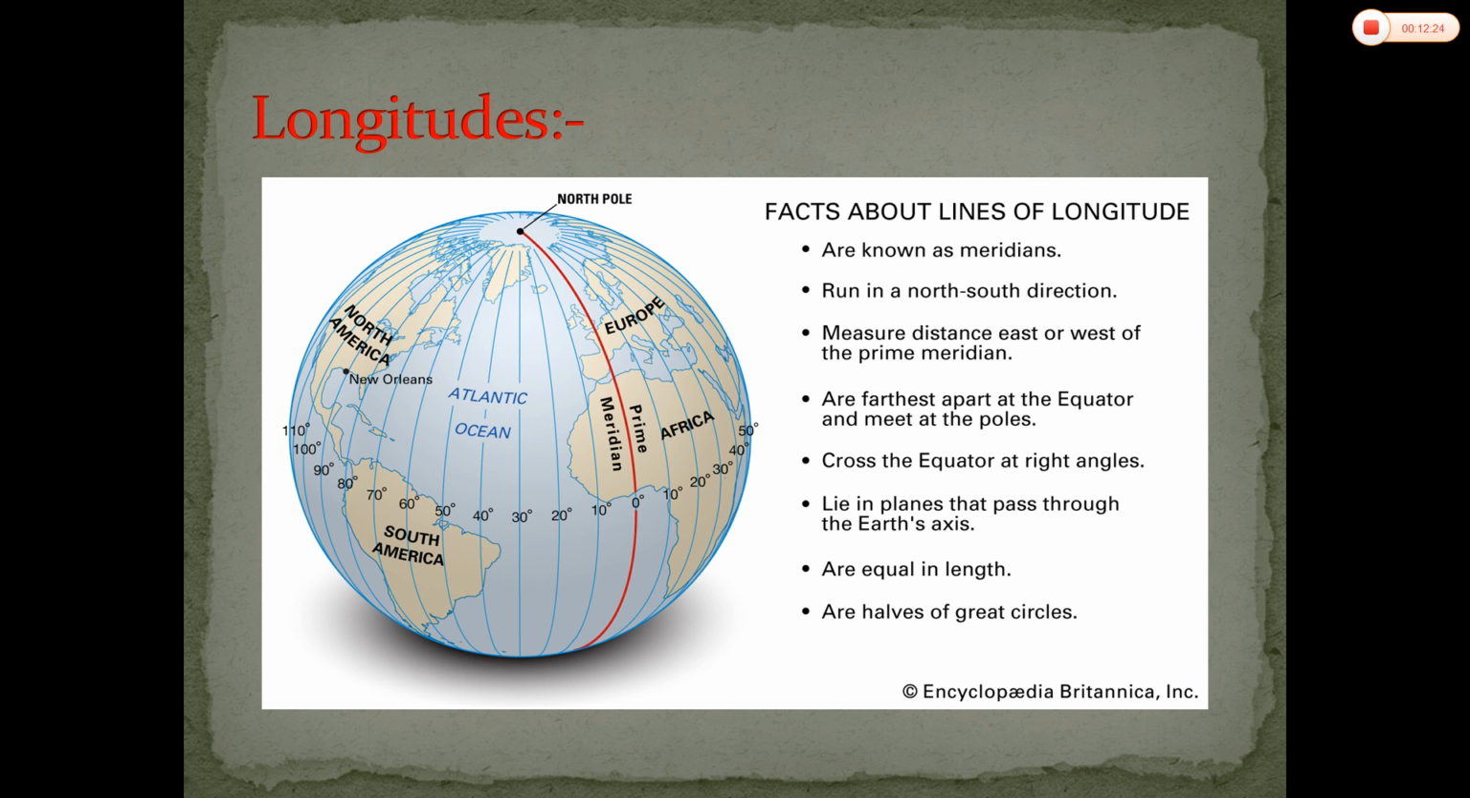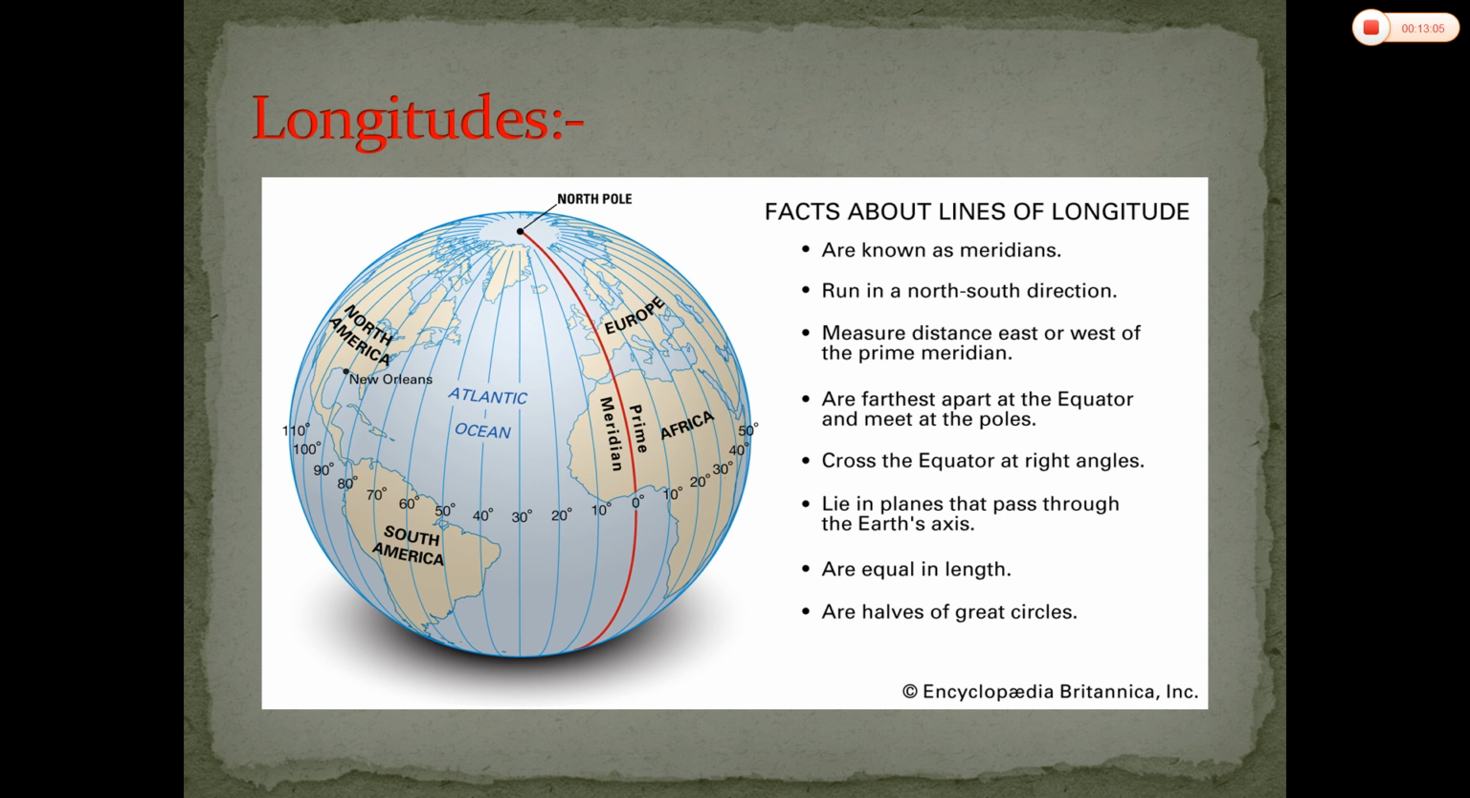What are the facts? These longitudes are also called meridians. These meridians are running right from north to south. If you observe the globe, you will come to know that these lines are running from north to south, and they are getting connected or joined at the north pole as well as at the south pole.